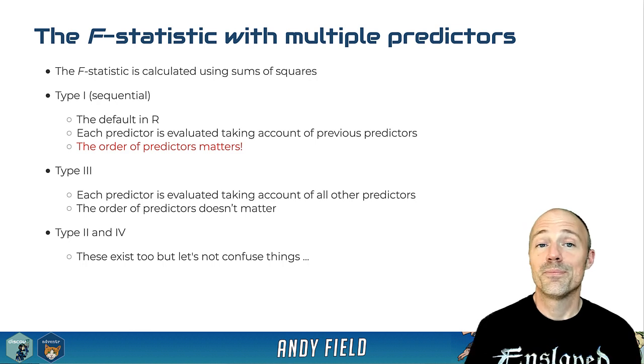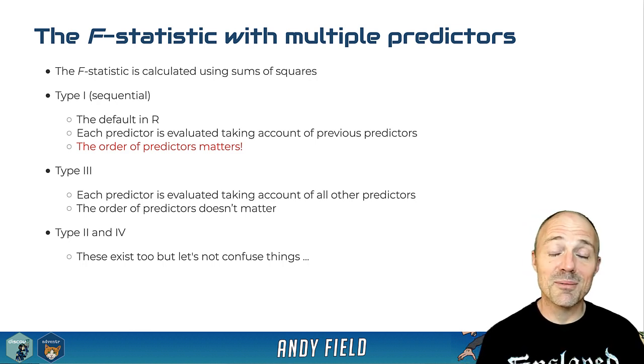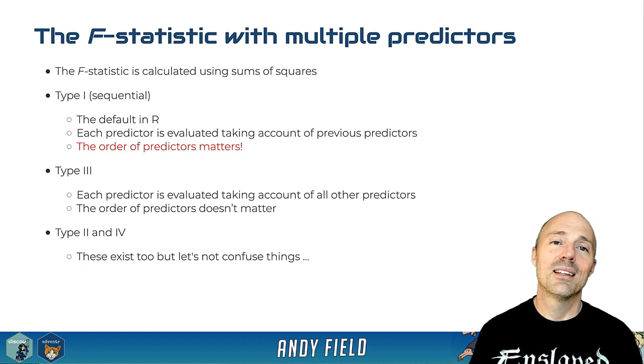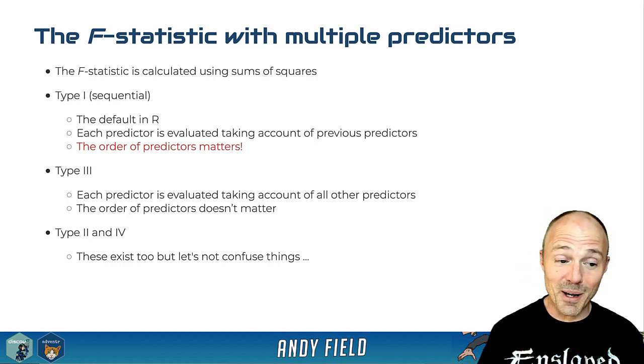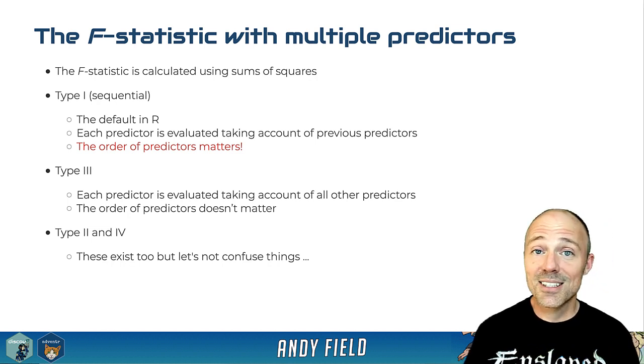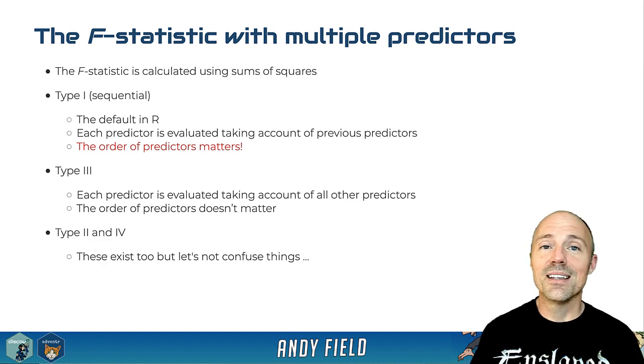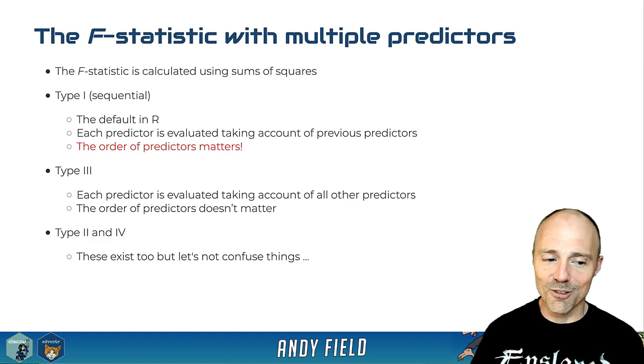So typically, other things being equal, probably use type 3 sums of squares. People do debate this, but for the purposes of this module, definitely stick to type 3 sums of squares. And just so you know, there are other types of sums of squares, like type 2 and 4, which we're not going to talk about, but they exist. You can spend a cozy weekend afternoon, if you like, reading up on them.